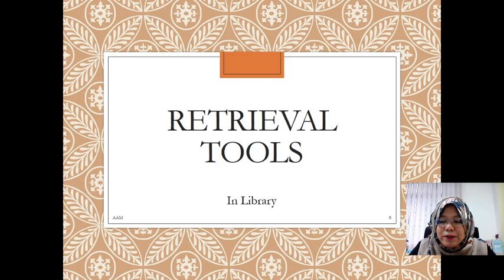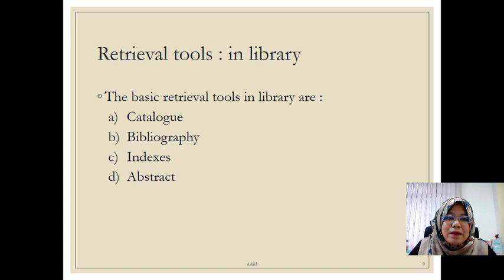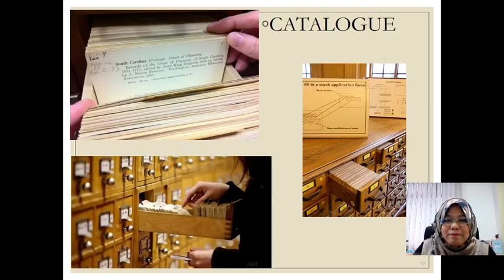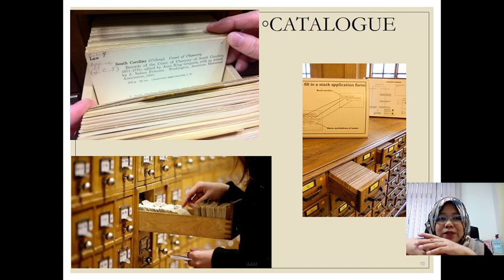So we look at the retrieval tools in the library. The basic retrieval tools in a library are catalog, bibliography, index and abstract. This is an example of a catalog, known as a card catalog. It is not available in Malaysia nowadays, except in certain rural areas where some libraries still use this way of cataloging information.